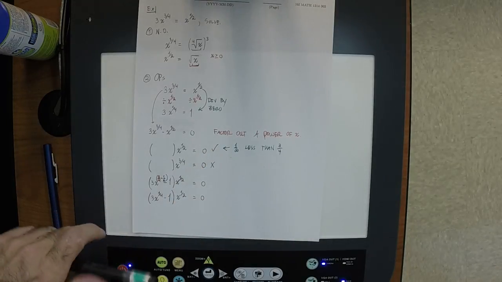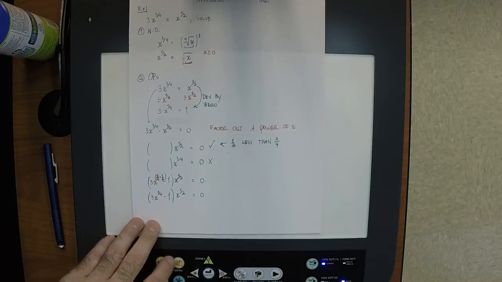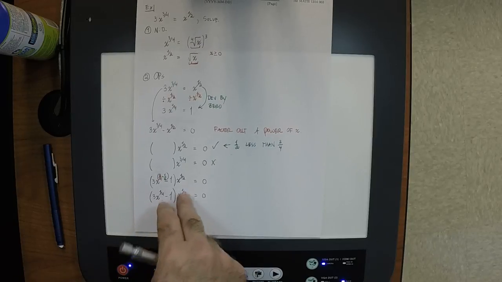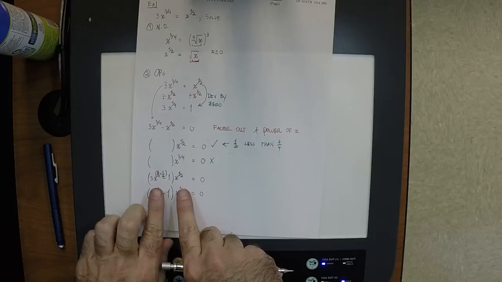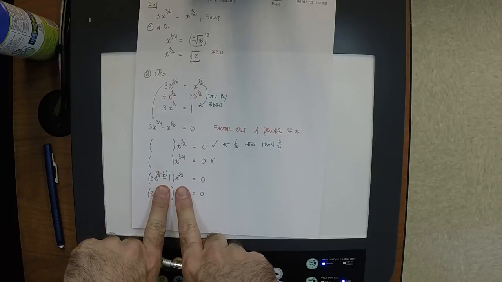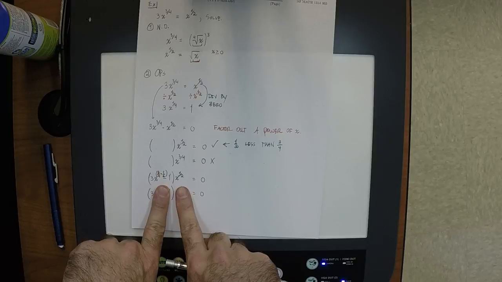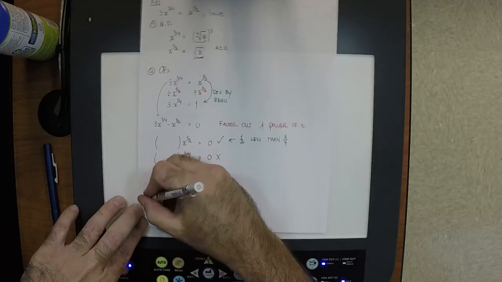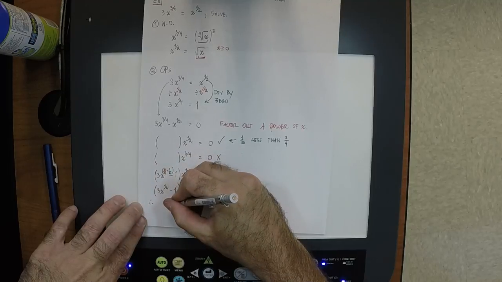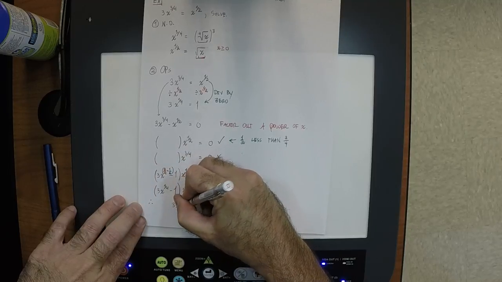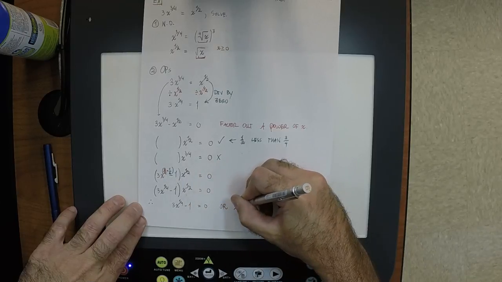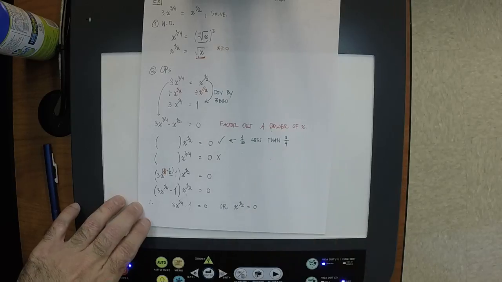Okay, so what do we need to do from here? Now we're in that same situation we've been in before. We have the product of things is 0. So it must be the case that the first thing is 0 or the second thing is 0. Yes, so the equation now splits into two pieces. 3x to 1/4 minus 1 is 0, or x to 1/2 is 0. And then you can solve these from here.